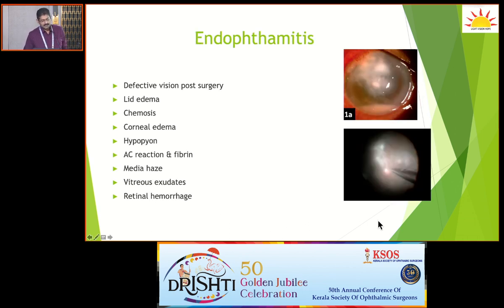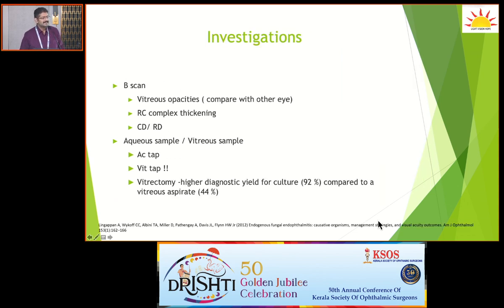Now, endophthalmitis usually presents with defective vision post-surgery, lid edema, chemosis, hypopyon, AC reaction, vitreous inflammation, exudates, and retinal hemorrhages. If you're talking about one investigation which always saves our skin, it is the B scan. Whenever in doubt, whether it's TASS or endophthalmitis, get a B scan.